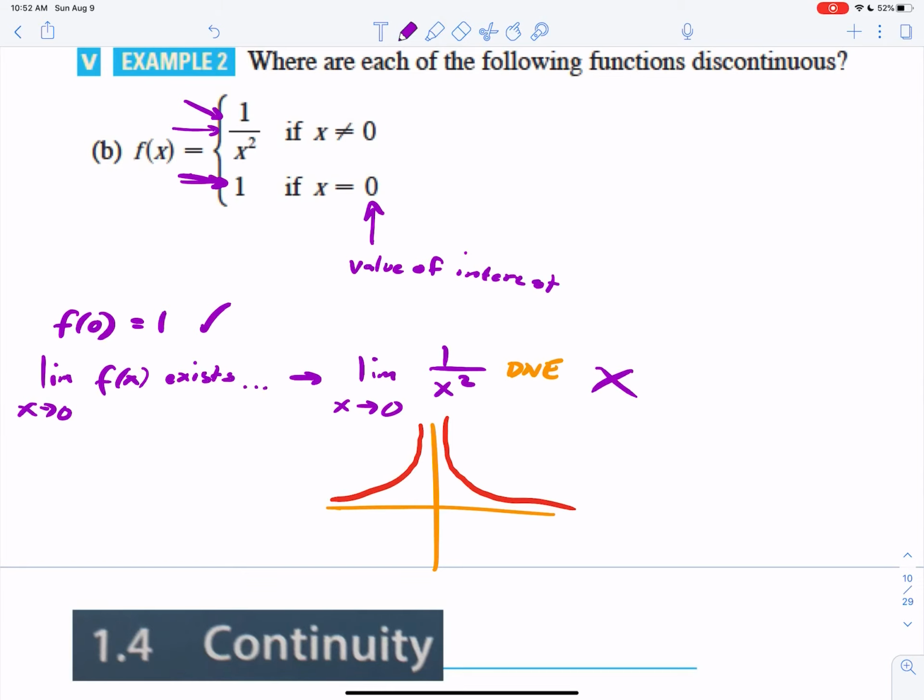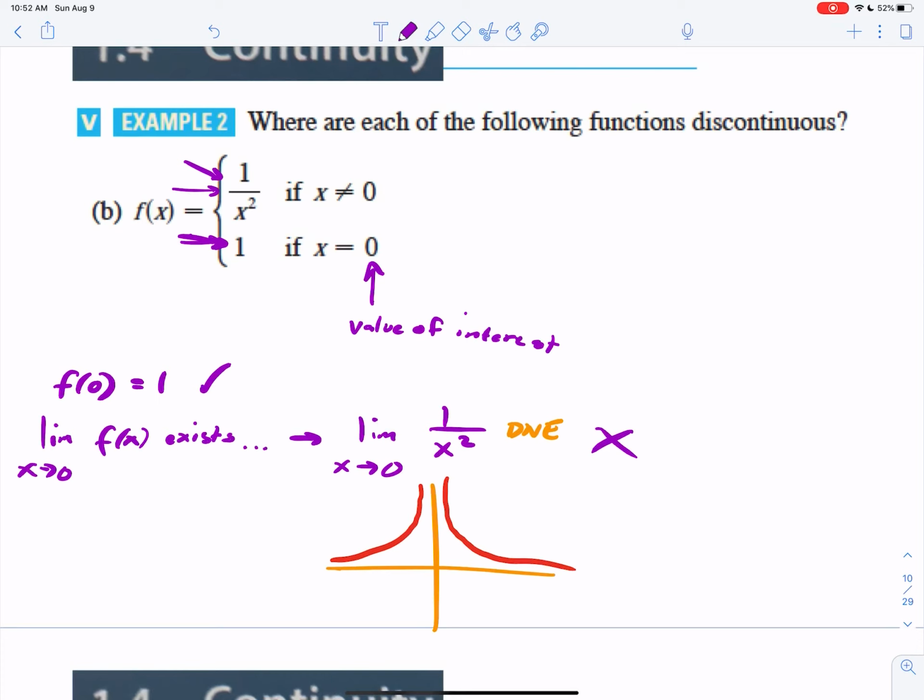It breaks the second condition, so we don't even have to look at the third condition. So we know that it's discontinuous, therefore f is discontinuous at x equals 0 since the limit of f of x as x approaches 0 does not exist.